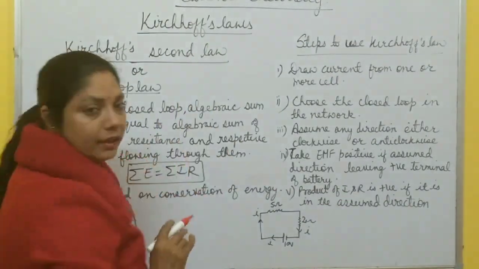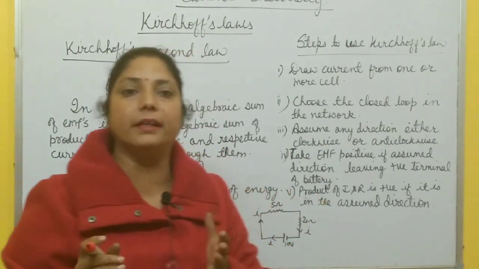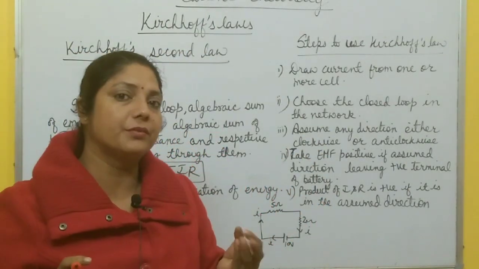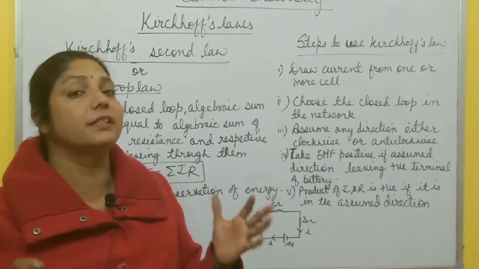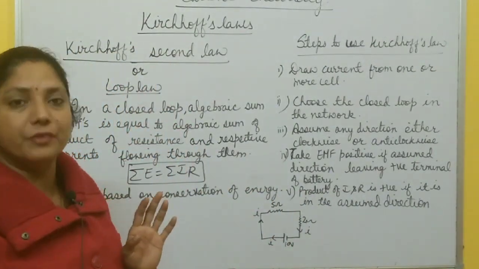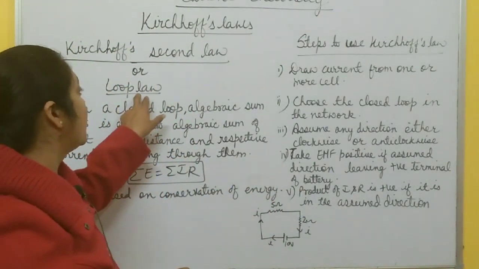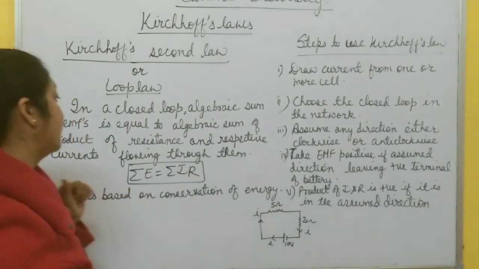Now Kirchhoff's second law. It is also called the loop law. Suppose in a circuit there is more than one cell, 2, 3, 4 cells are connected, and there are more resistors. In that case, for that complicated circuit, this second law is very helpful. This is also called the loop law. For a closed circuit, this law is used, right?